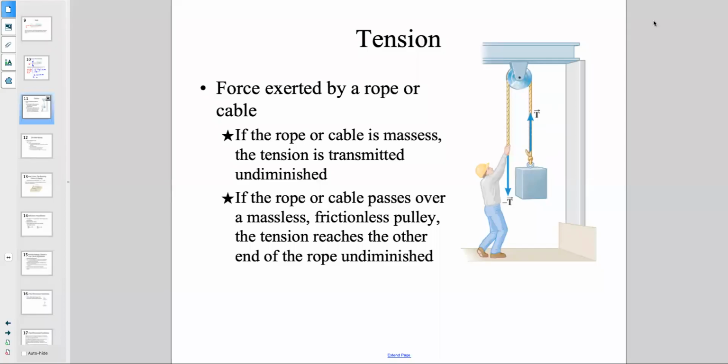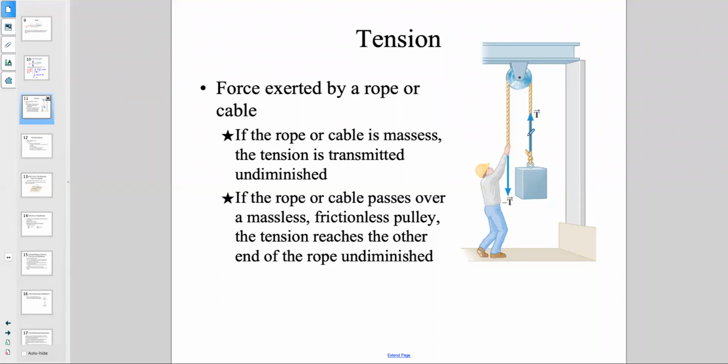Okay, part 2 of the video, chapter 6, part 2, we're going to talk about tension. So, force exerted by a rope or cable. And as you can see here, a force is being exerted on a box. Now, if a rope or cable is massless (that's a typo here, it should be L, massless), the tension is transmitted undiminished. So if I have a massless rope here, all of the force that this guy is applying to the rope will be directly applied to this box through the tension of the rope.